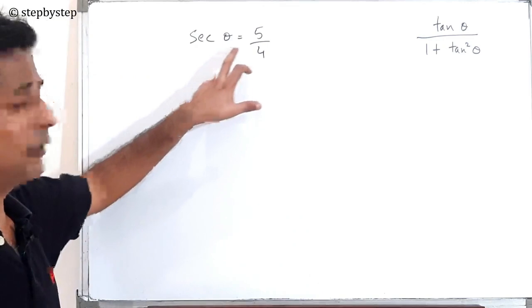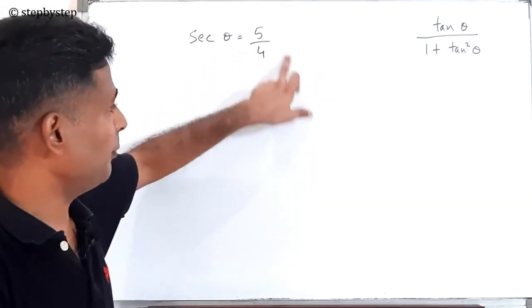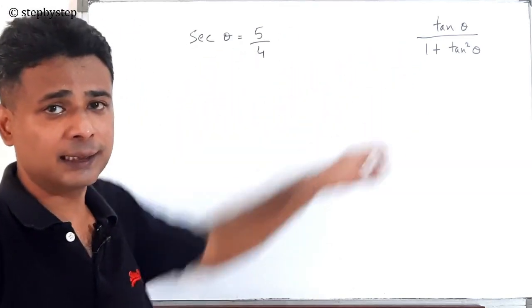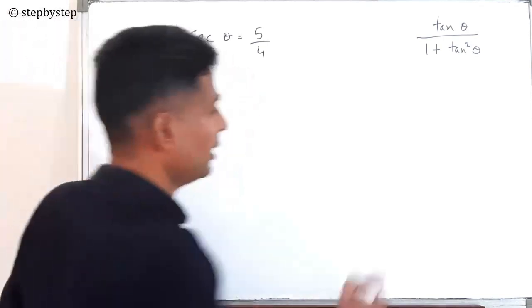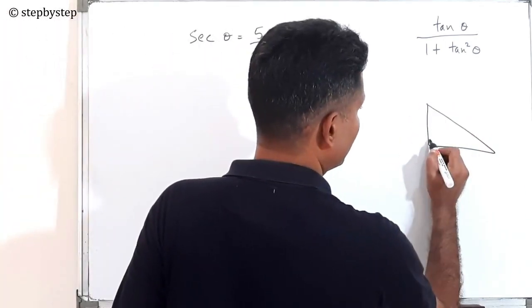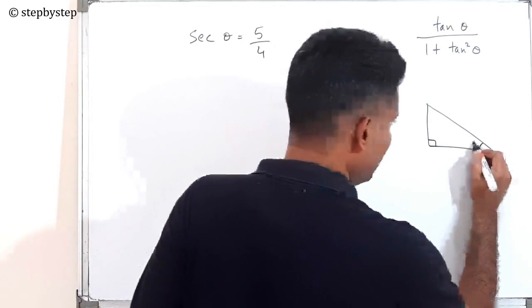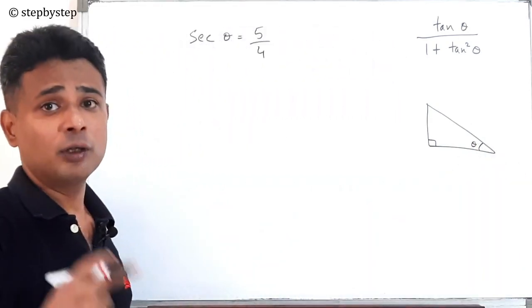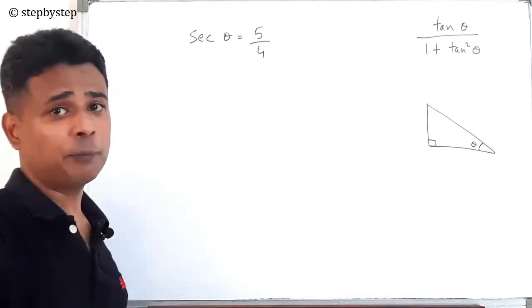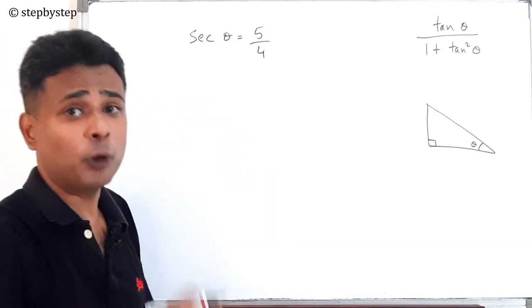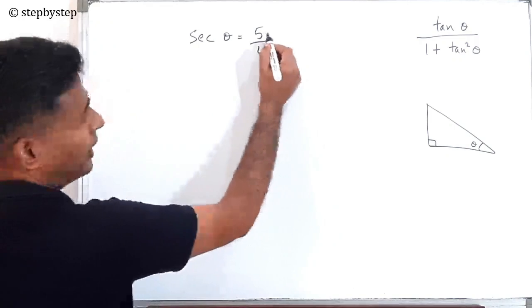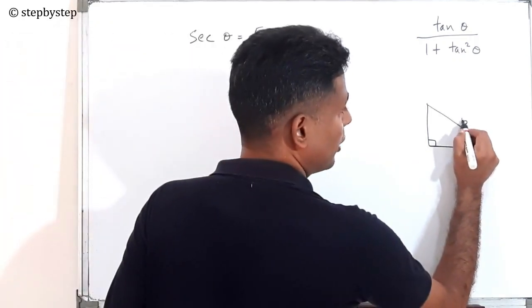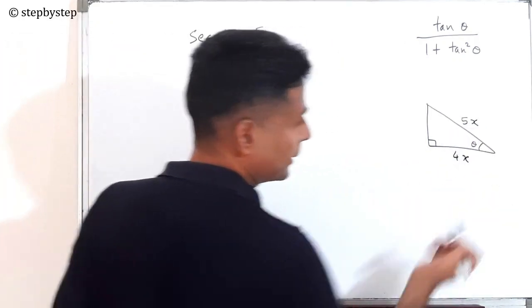Now the first question, they had given you secant theta as 5 by 4 and they have asked you to evaluate this. Now you have got secant theta, so I will draw the right angle triangle. Let this be theta. Now what is secant? Secant is reciprocal of cos. Cos is adjacent by hypotenuse. So secant will be hypotenuse by adjacent, right?